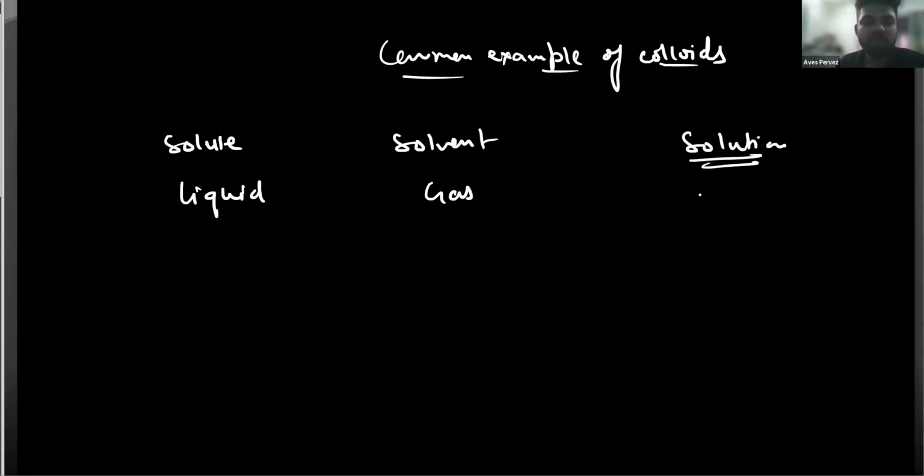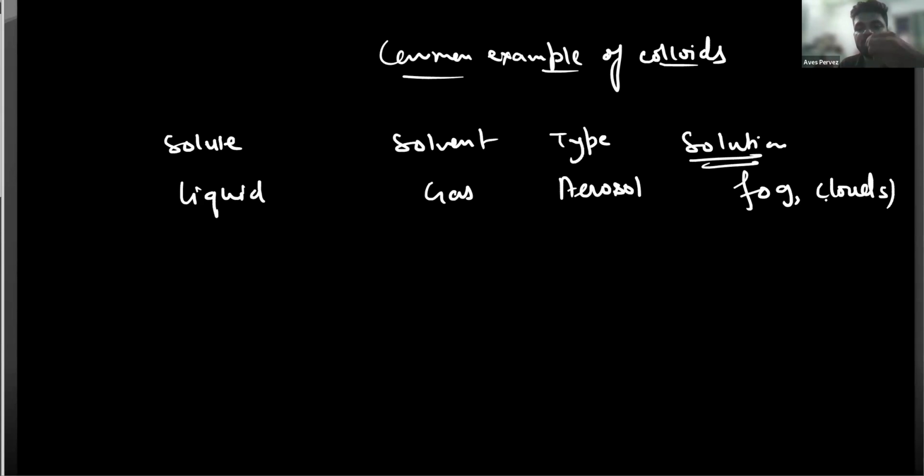Here, just giving an example, this type of colloid is called aerosol. The example for this one is fog. Similarly, clouds are another example, like fog. What is a cloud? A cloud is simply water particles mixed with the air. Similarly, fog is also the same.